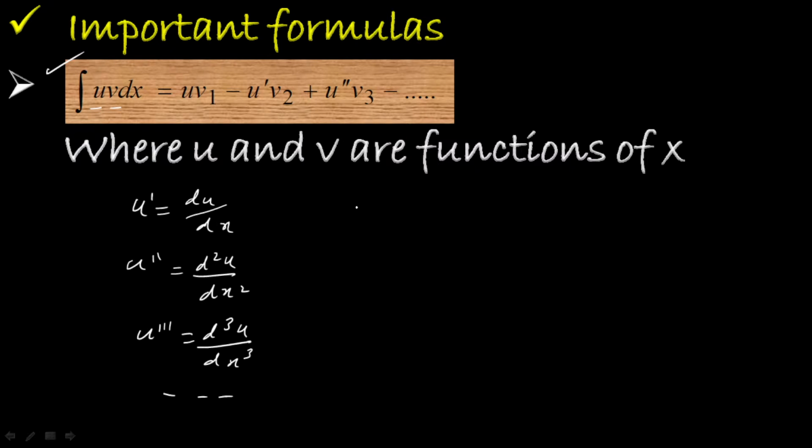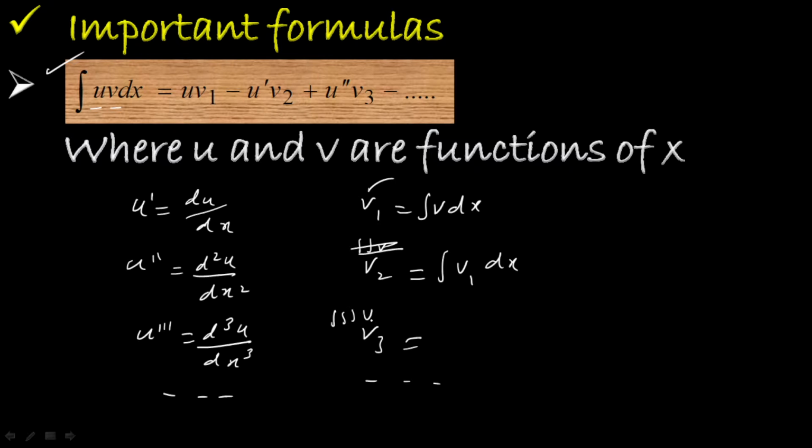So u dash, u double dash and u triple dash, etc., are successive derivatives of u, whereas v1, v2, v3, etc., are successive integrals of v. v1 is nothing but integral v dx, that is, you integrate v once with respect to x. v2 is nothing but you integrate v two times with respect to x. Already we have integrated once, so you integrate v1 once with respect to x, which gives you v2. And v3 is nothing but you integrate v three times with respect to x. Already we have integrated two times, so we integrate v2 once again with respect to x, that gives you v3, etc. So v1, v2, v3 are successive integrals, whereas u dash, u double dash and u triple dash are successive derivatives of u.